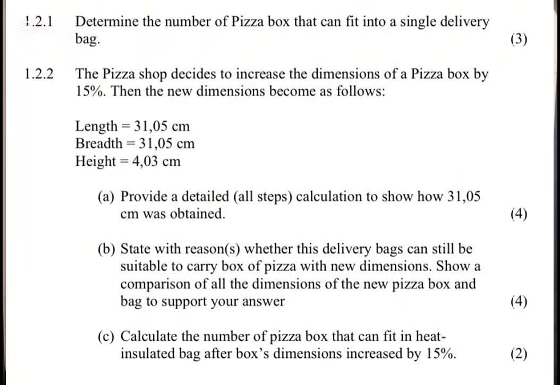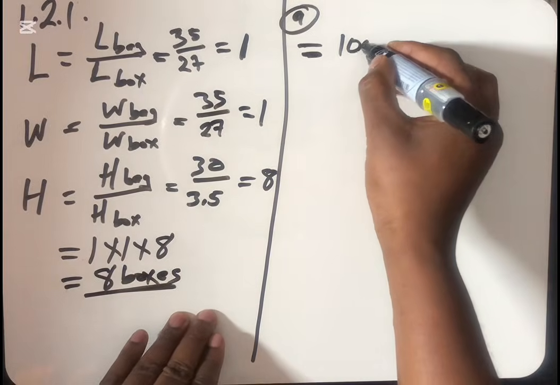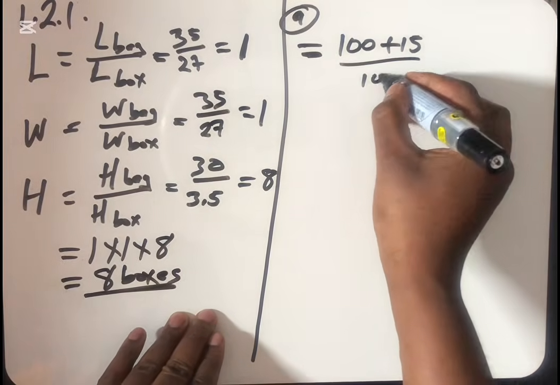Question A of 1.2.2. Provide a detailed all-step calculation to show how the 31,05 centimeters was obtained. It's very simple. The question says that they have increased by 15%. So it means that now they're having what? 100% plus 15%. They've increased by 15%.